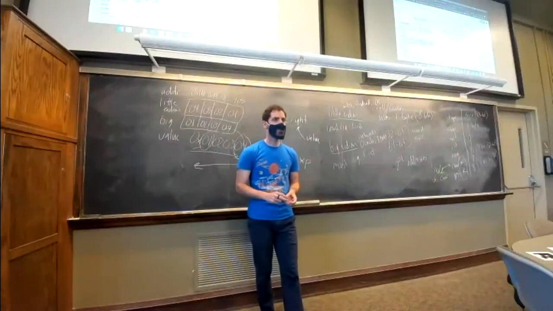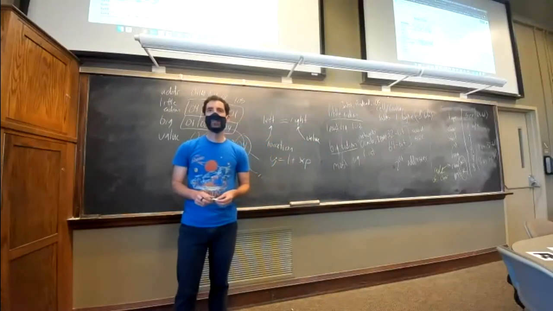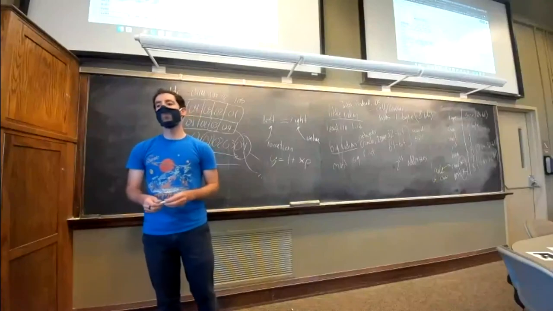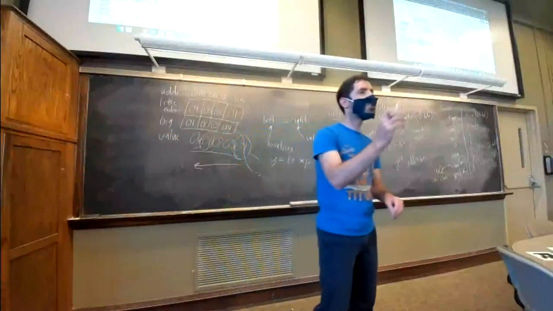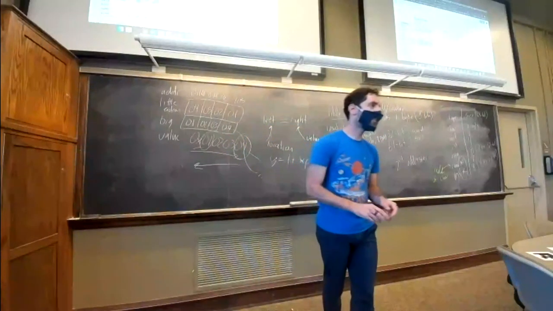Yes? If we remove the asterisk, and it was just y equals 1 plus p, would it just be adding 1 to the address? Yes, so the compiler would at least tell you that this is probably a bad idea. It might give an error. I'd have to test it.